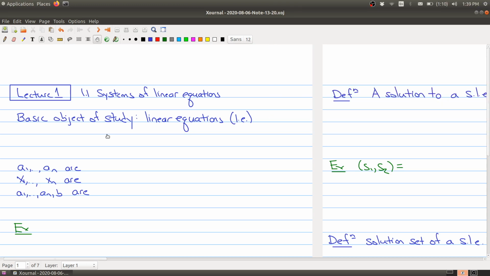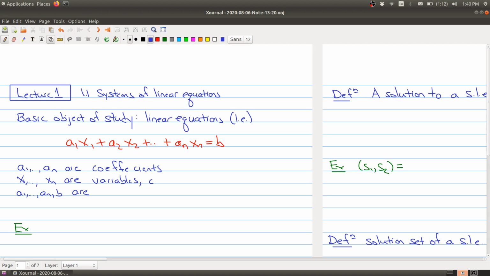So the basic object of study in this course are linear equations. A linear equation is any equation that looks like this: a1 times x1 plus a2 times x2, all the way up to an xn, is equal to some number b. The numbers a1 through an are called the coefficients of our linear equation. The x1 through the xn are called our variables.